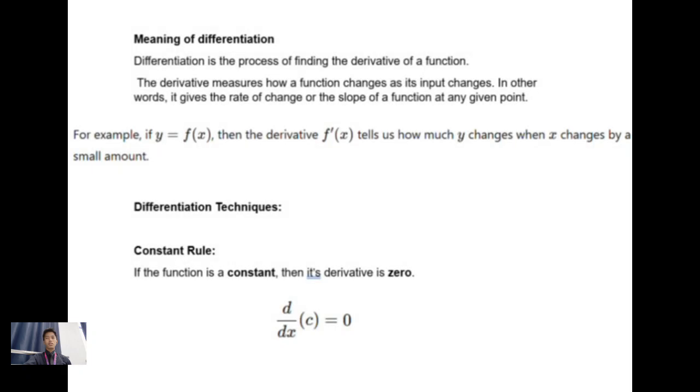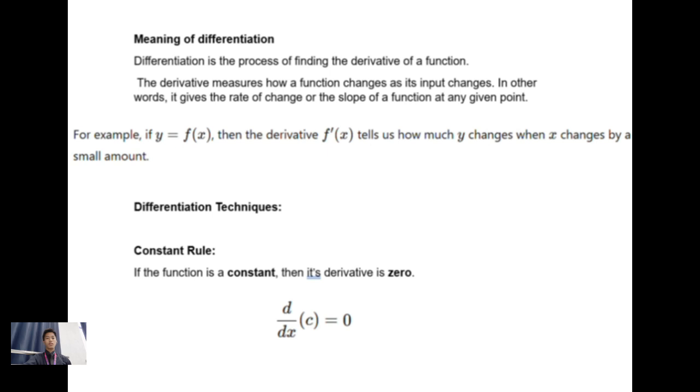Explain the meaning of differentiation and what are the techniques of differentiation. Differentiation is the process of finding the derivative of a function. The derivative measures how a function changes as its input changes. In other words, it gives the rate of change or the slope of a function at any given point. For example, if y equals f(x), then the derivative of f(x) tells us how much y changes when x changes by a small amount.